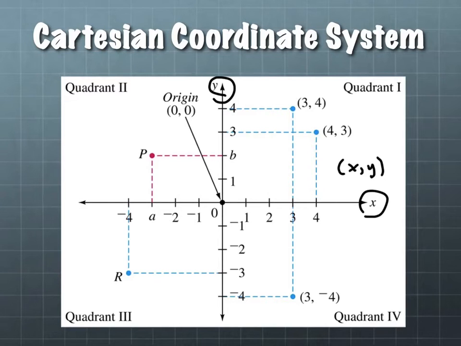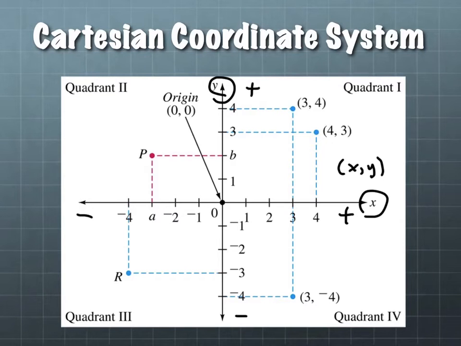The origin is the point at the center of the graph, 0, 0. We have positive x on the right-hand side, negative x on the left-hand side. Right, these are positives and these are negatives. And positive y is at the top of the graph and negative y is at the bottom of the graph.